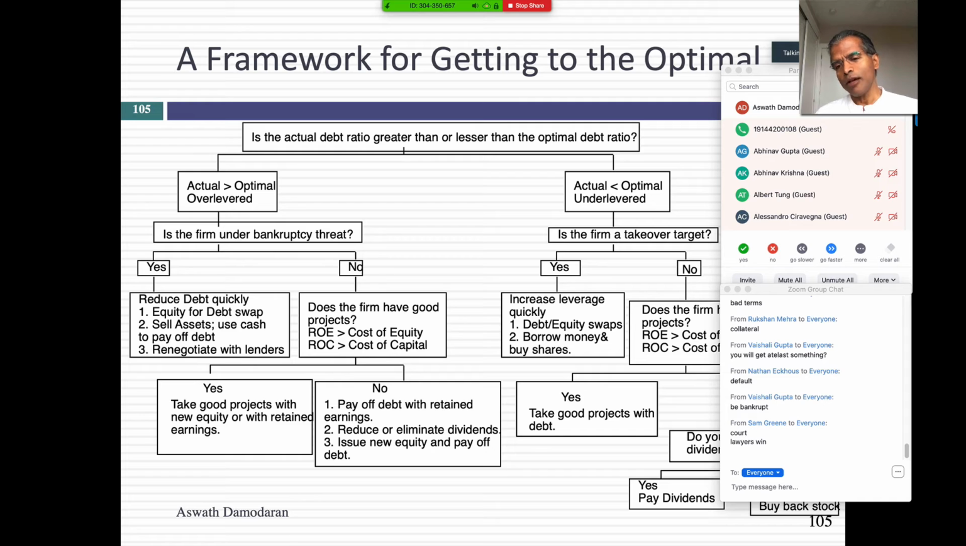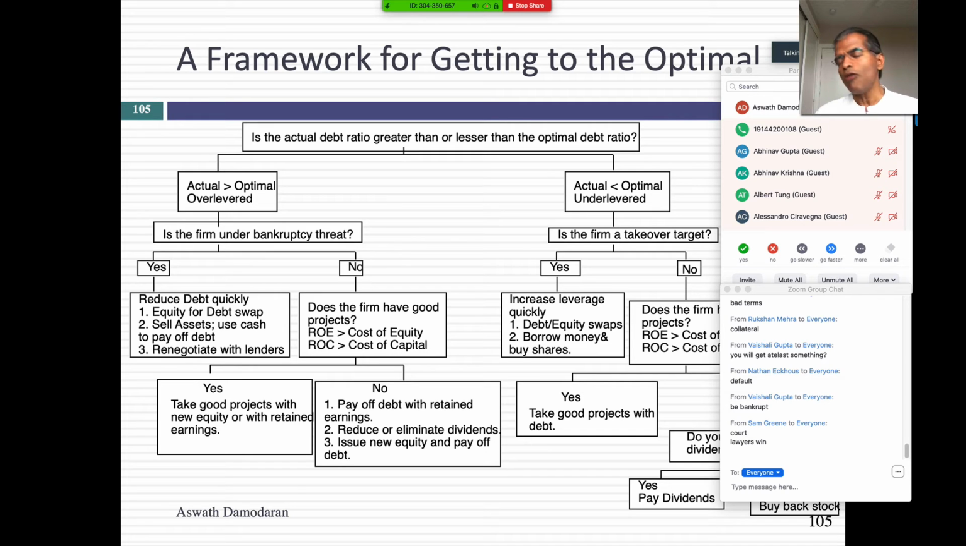Does your firm have good projects? Again, look at the same things you did when you had too little debt. Look at the return on capital versus the cost of capital, look at the net present value of your projects. Because if you have good projects and you have time as your ally, here's what you should be doing. You should be using a disproportionate amount of equity. And you're saying, how do I do that? Take every dollar you earn, don't pay any dividends.